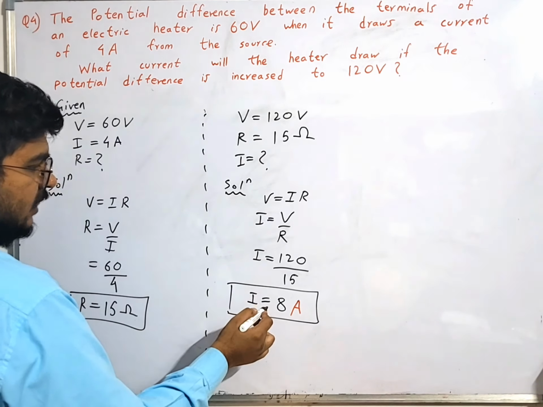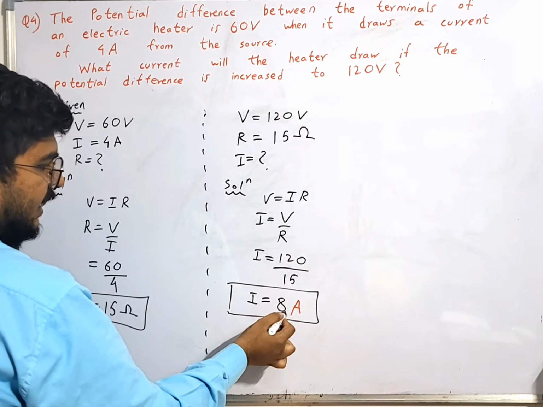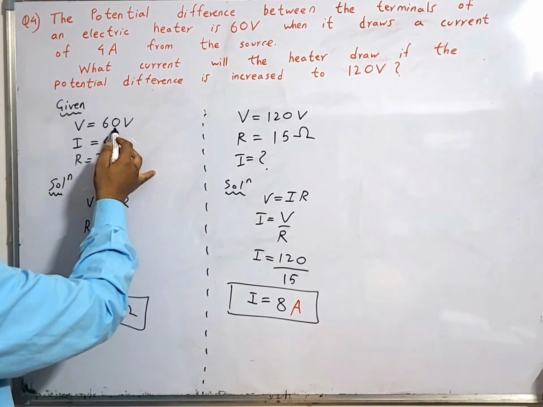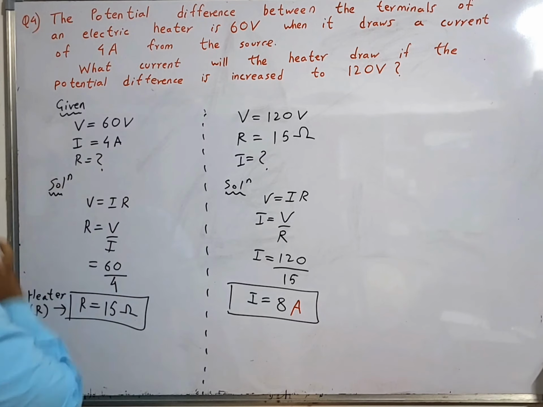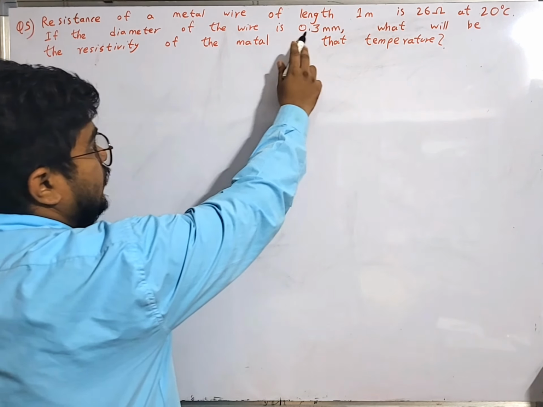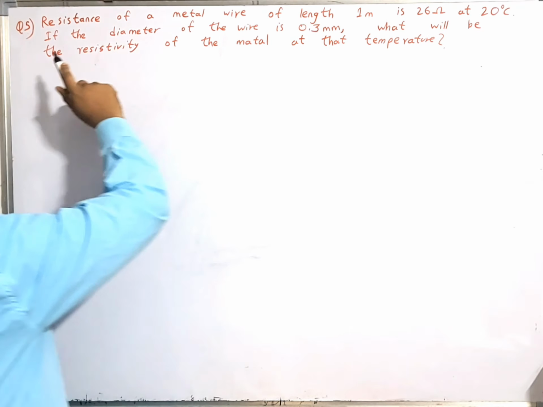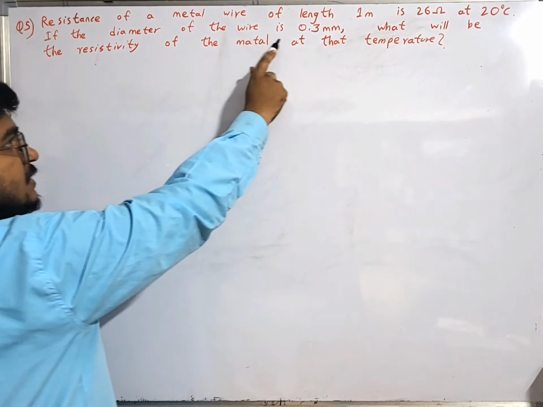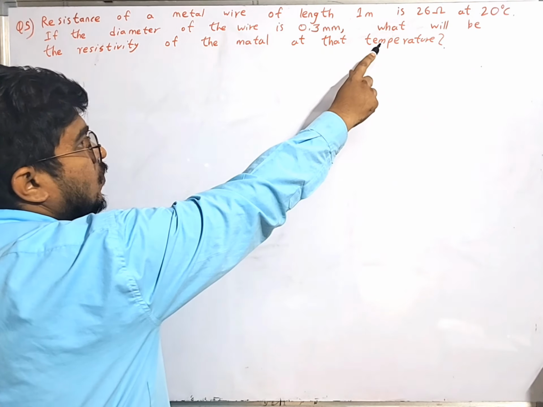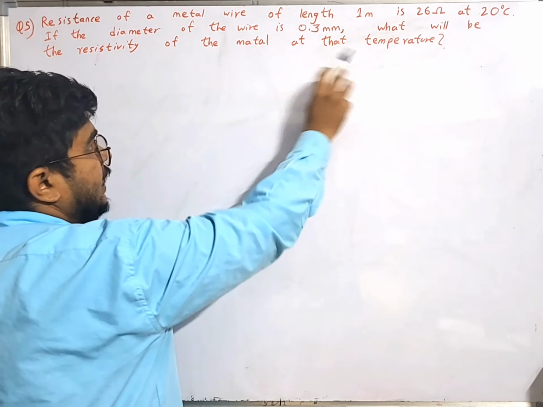So the current through the heater when the potential difference is 120 is 8 ampere, and when the potential was 60, the current was 4 ampere. The next question is, resistance of a metal wire of length 1 meter is 26 ohm at 20 degrees Celsius. If the diameter of wire is 0.3 millimeter, what will be the resistivity of the metal at that temperature?